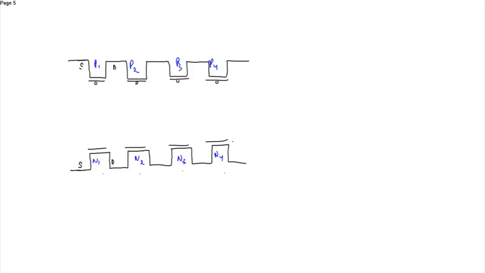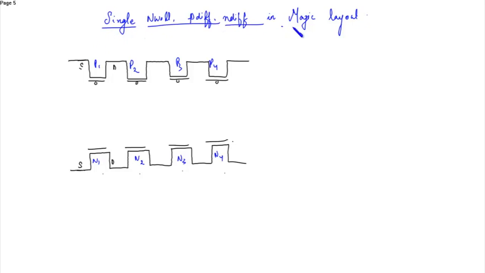This schematic is for single N-well, P diffusion, and N diffusion in magic layout. This schematic is drawn by keeping the layout in mind. So this is connected to give the input D.